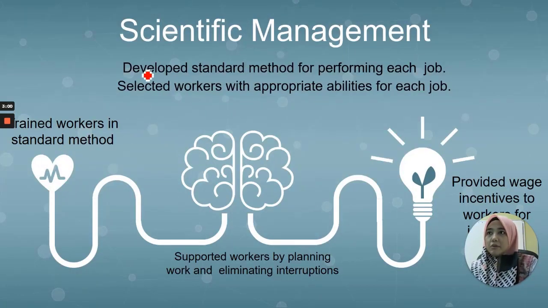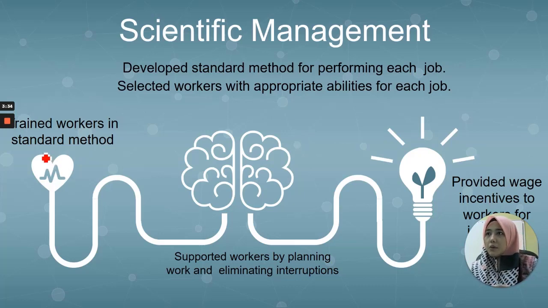Okay, first kali is the scientific management, which is they develop a standard method for performing each job. Ini macam saya cakap tadi. So dia pengurusan pada waktu itu lebih kepada macam nak train manusia menjadi sebuah mesin. And selected workers with appropriate abilities for each job. Kalau dia pandai mengait, kerja dia mengait saja. And dia kena mengait tu dengan sistem yang teratur, dengan menghasilkan produk yang tertentu pada serta-serta masa pada tiap-tiap satu production lah.